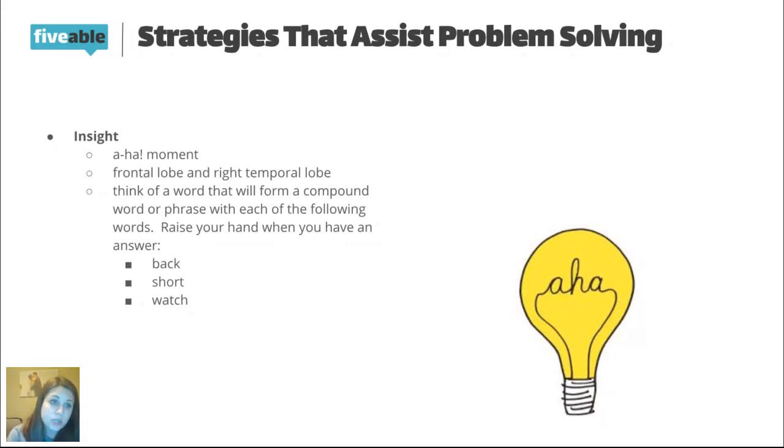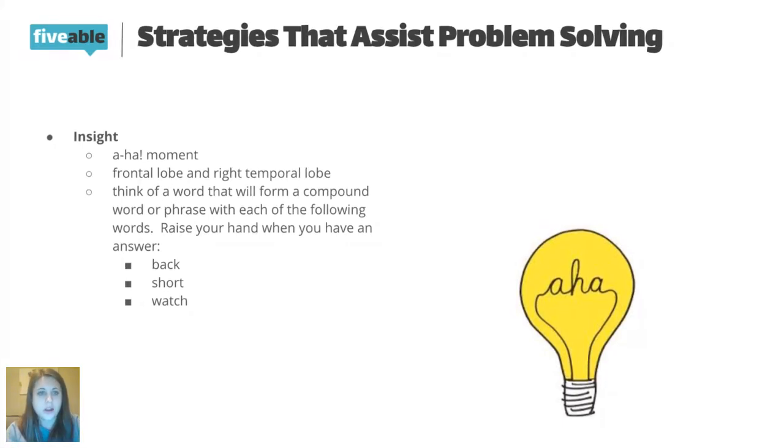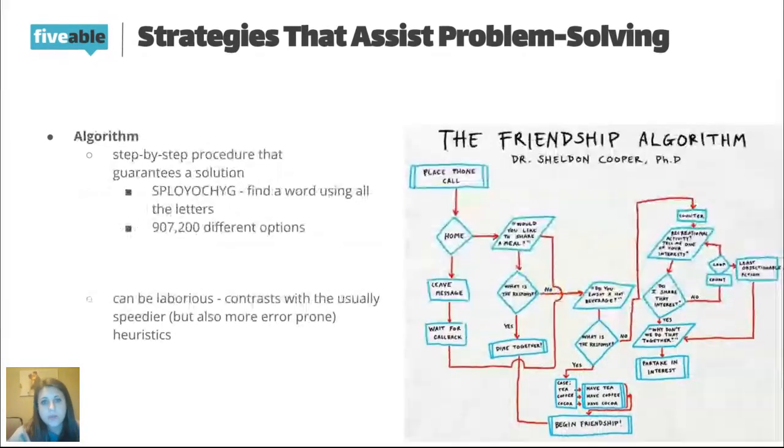And again, there was really no strategy to that. You just had to be thinking about it, and maybe that light bulb would pop on for you. Another word that works with them is hand: backhand, shorthand, watch hand, although I don't know if that's a compound word, but I would have accepted it. So that's your insight. There are other, more reliable strategies that we can also use to assist us in problem solving.